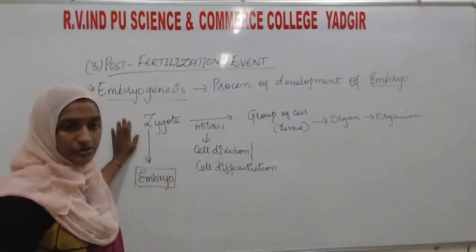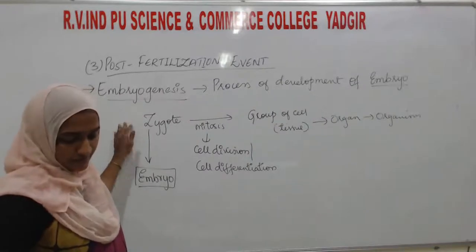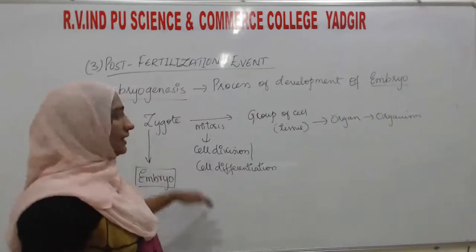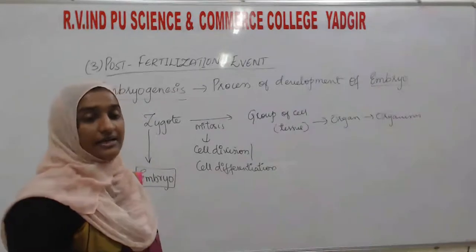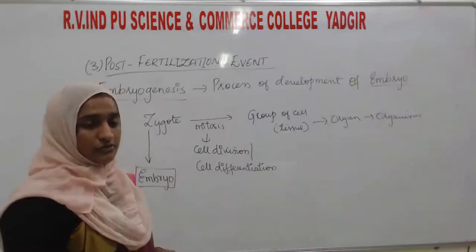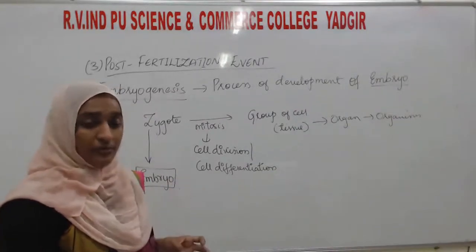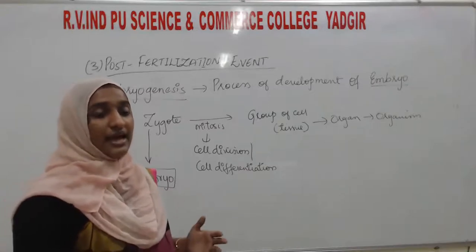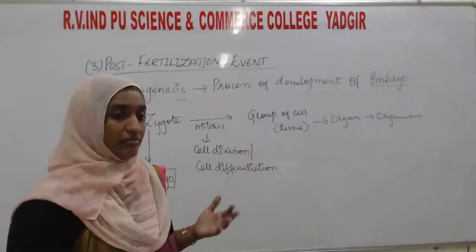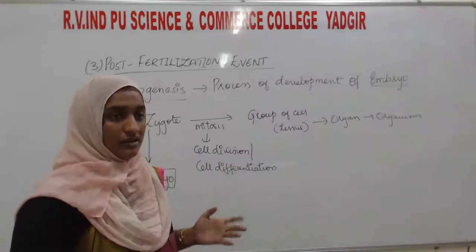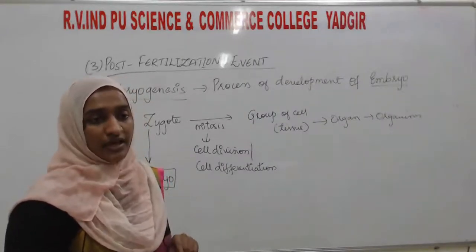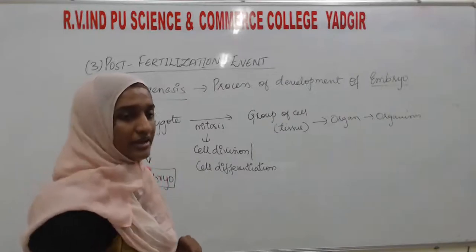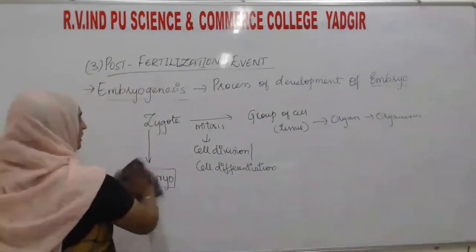The next here, altogether these animals are categorized into two forms. What are they? Oviparous and viviparous. That is on the basis of whether the animal lays the egg or not. On the basis of that, there are two types of animals. What are they? Oviparous and viviparous. So let's see that one.